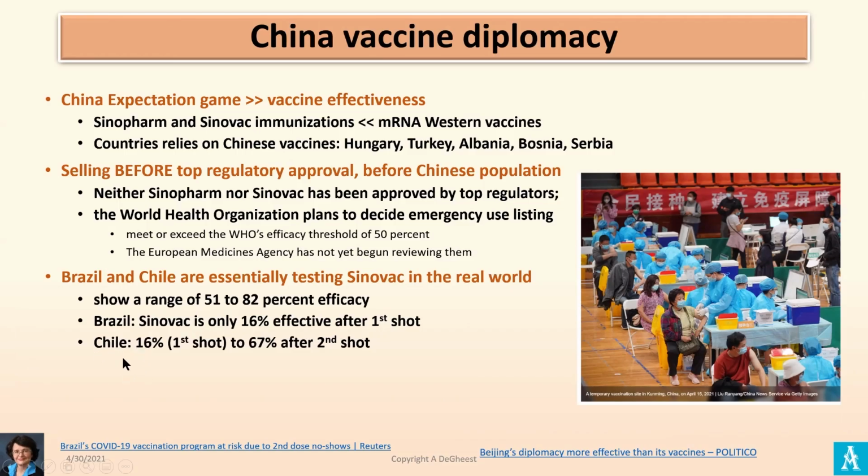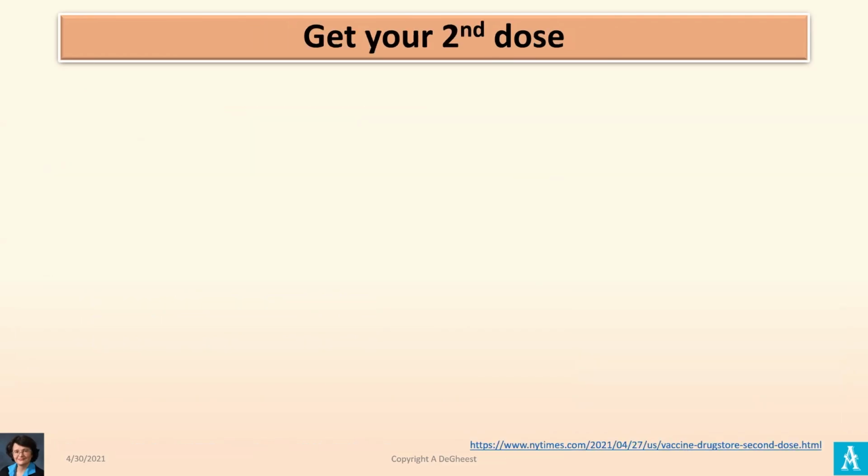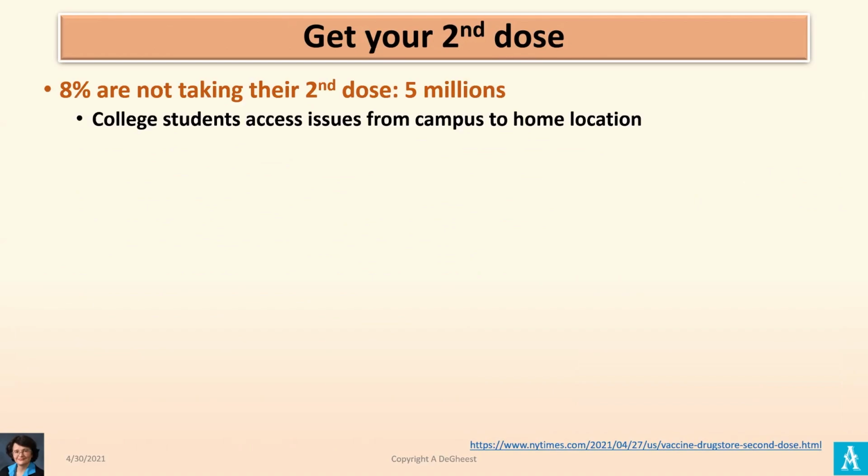And in Chile, they also showed that it goes from 16%, so similar to Brazil, to 67% after the second shot. So for some reason, that second shot is really critical in the Chinese. And remember, the Chinese vaccine has a very different mechanism of action than the mRNAs. So you have to get your second dose. 8% of the US have not taken their second dose. That's around 5 million people there.